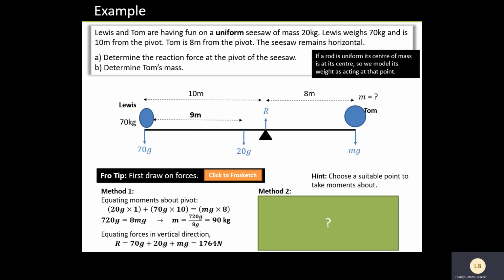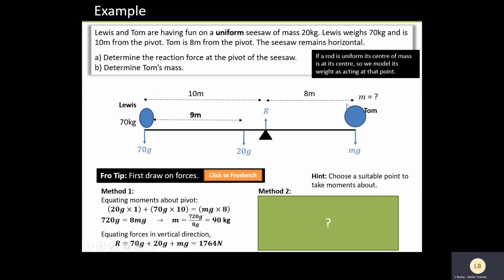If I take you through each of these individually, we've got this 20g force there that's 1 meter from the pivot, and that's going in an anti-clockwise direction. I've got the 70g force there, which is a distance of 10 meters. The perpendicular distance from the line of action of the force to the pivot is 10 meters. So that's 70g times 10. Again, that one's going in an anti-clockwise direction.